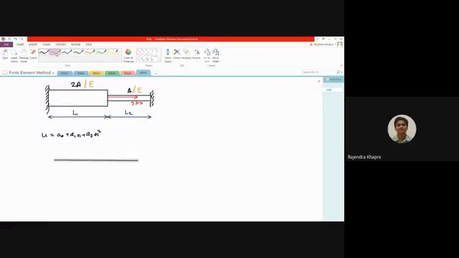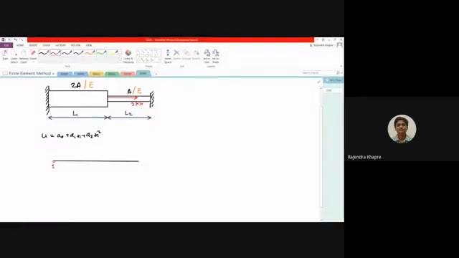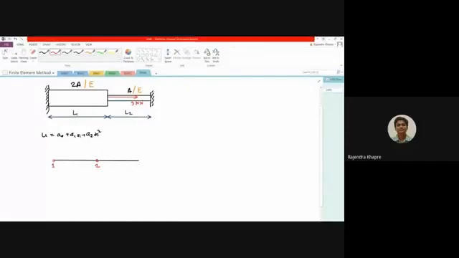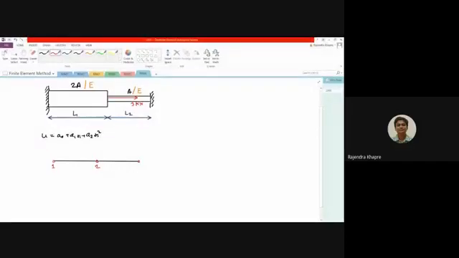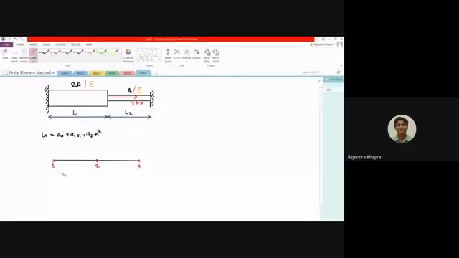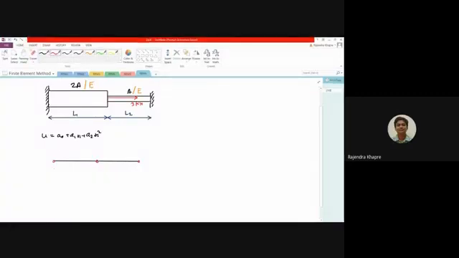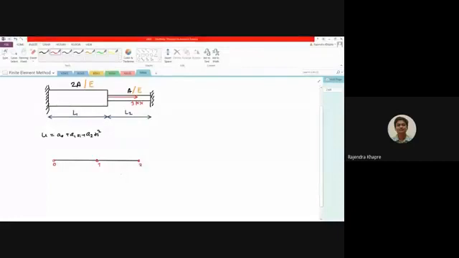Let us call this node number 1. In the center we have node number 2, and at the end we have, let us say, node number 3. If you want, you can even use 0, 1, 2, 3 also. Traditionally, till now we are using 0, 1, 2, 3 only. So let me write down 0, 1 and 2. Okay, 0, 1 and 2.